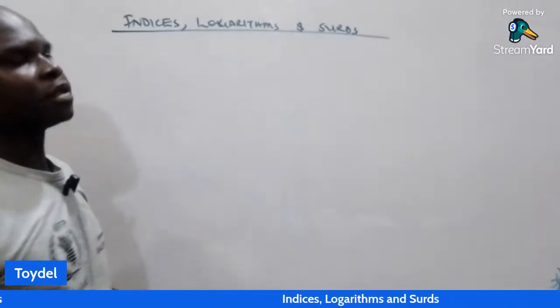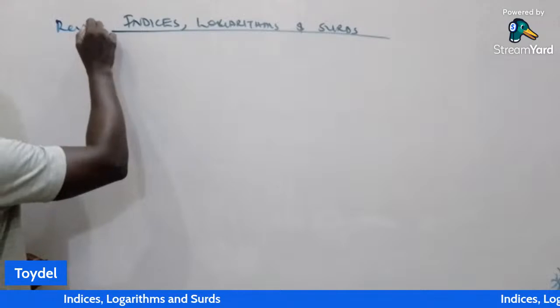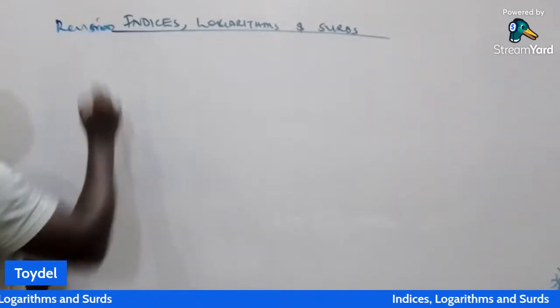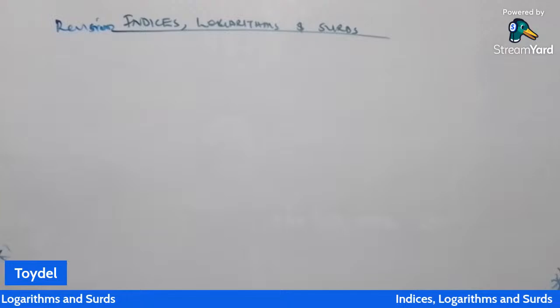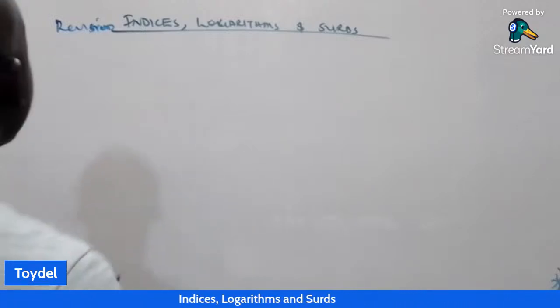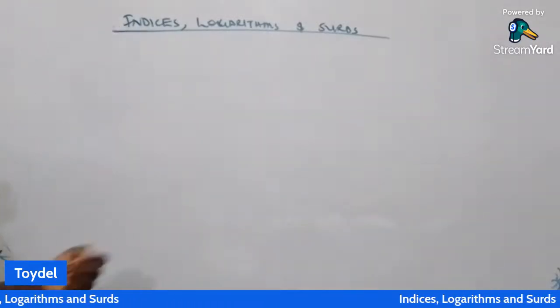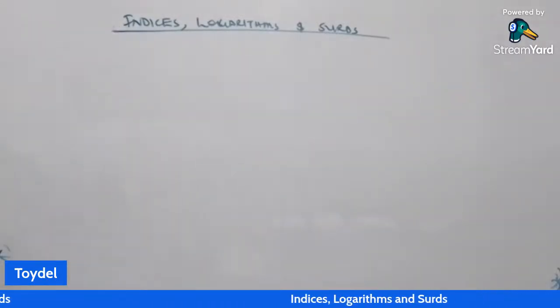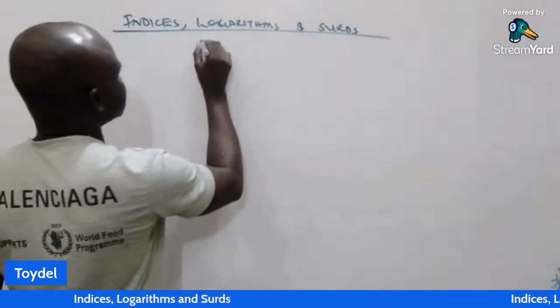Today we want to do revision on indices, logarithms, and surds. So we want to do revision on the three concepts: indices, logarithm, and surds. I have videos on all these three concepts, but today we just want to do a kind of revision on them. So I'll be starting with indices.